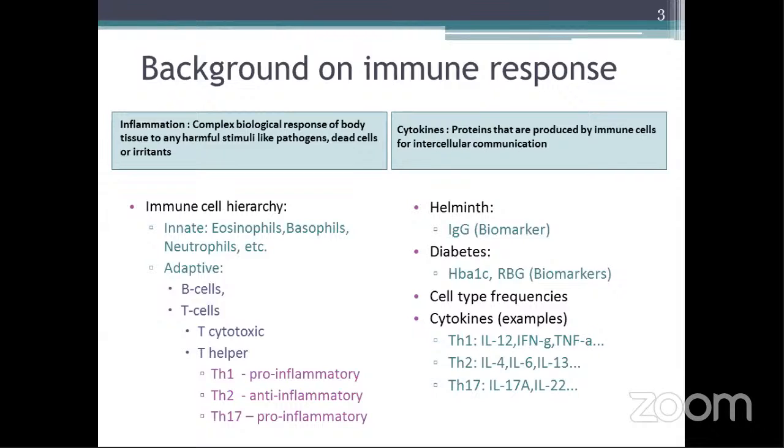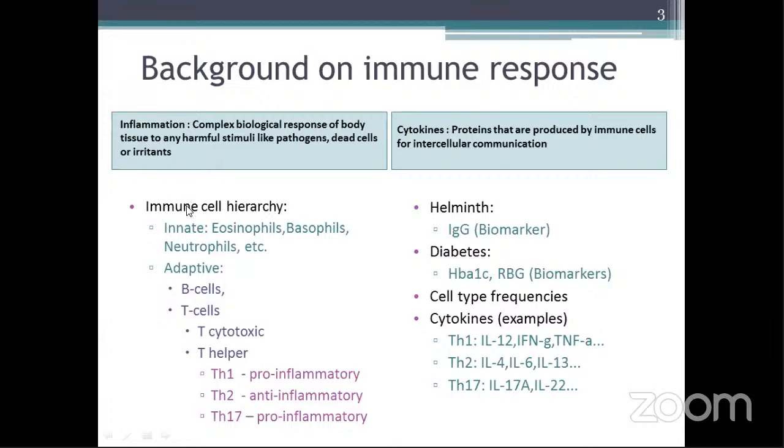Just to make sure that we are all on the same page, I would like to spend some time defining a few immunological terminologies before I go into the work, since I will be using a lot of these terms in the rest of the talk. Starting with inflammation, which is a complex biological response of the body tissue to any harmful stimuli like pathogens, dead cells, or irritants. Whenever inflammation takes place in any part of the body, immune cells are associated with it. These immune cells produce cytokines, which are proteins helpful for intercellular communication.